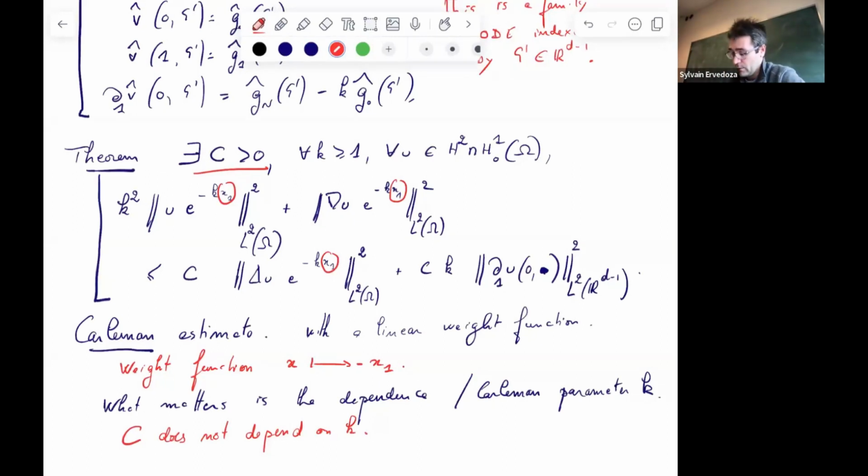Okay, so we have this weight function exponential minus kx1, which somehow twists the usual norms. And then you have this dependence in k, but you know explicitly how everything depends on k. And this is true again: there is a constant c, one constant, such that for all k large enough, we have this estimate.